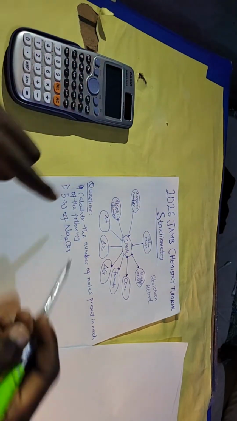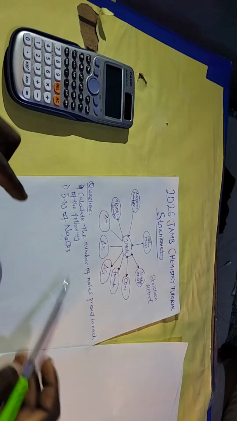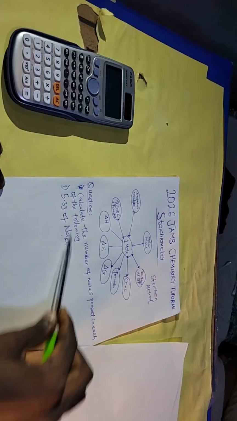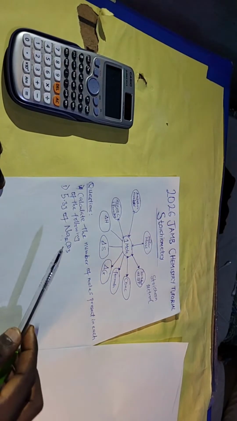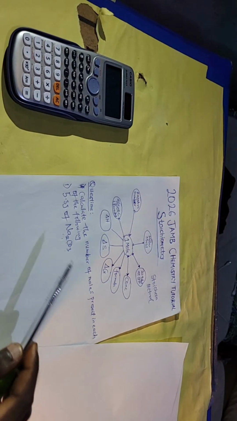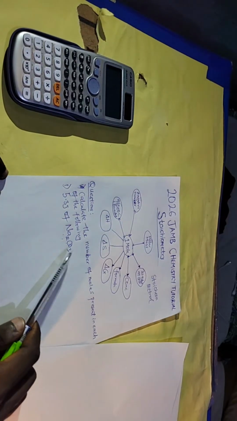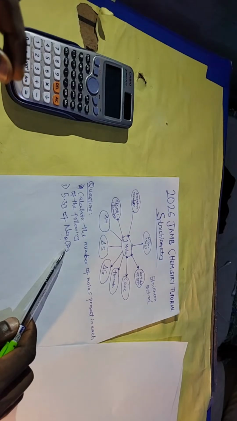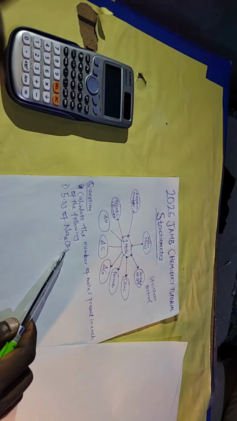Now it says calculate the number of moles present in each of the following. For number 1, we are calculating the number of moles that is present in this compound. First thing, whenever you are given calculations, even if you don't know the formula, try to write out the parameters given.